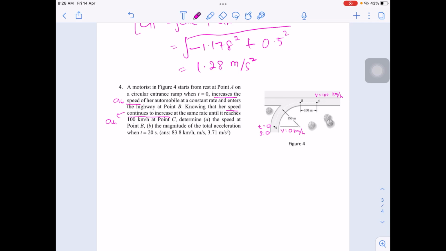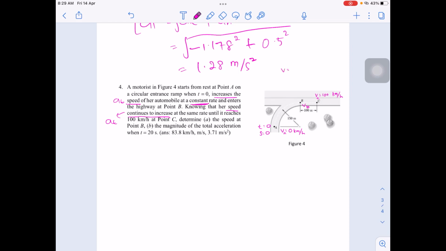Okay, so determine the speed at point B. So what is V? Let's say this is VB lah. Okay, this is VC, and then this is VA. Alright. So what is VB? So we know that the acceleration is constant. Cakap sini, acceleration is constant. So when constant, you no need to integrate, differentiate. You just use the three kinematic equation.